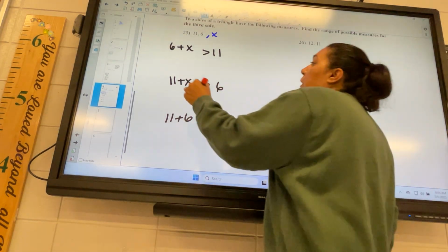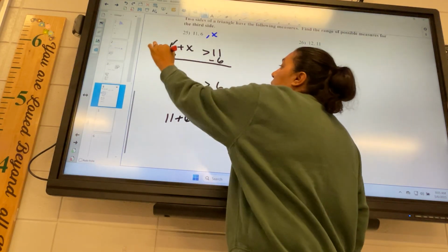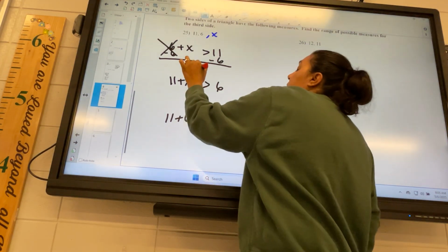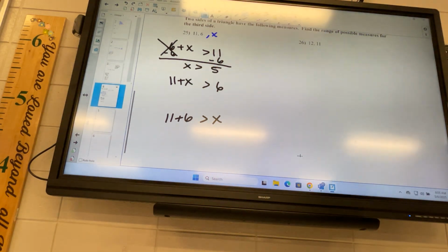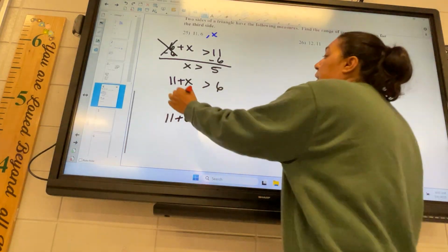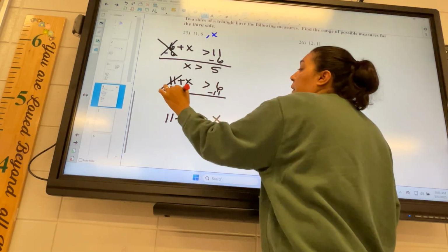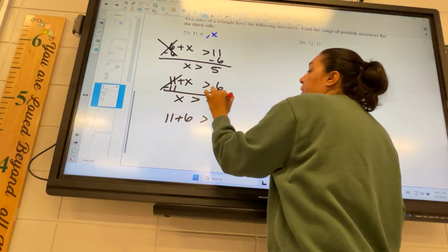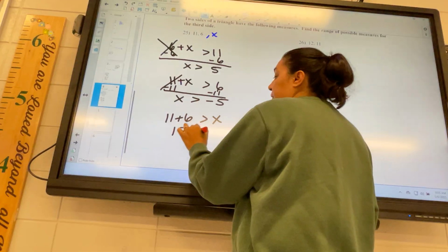Okay, so we're on this first one. I'm going to say minus 6, minus 6. So I get X equals, and this is going to give me 5. Not equals, greater than. Okay, then this one I'm going to say minus 11, minus 11. So we're going to get negative 5. And then this one I'm going to get 17.